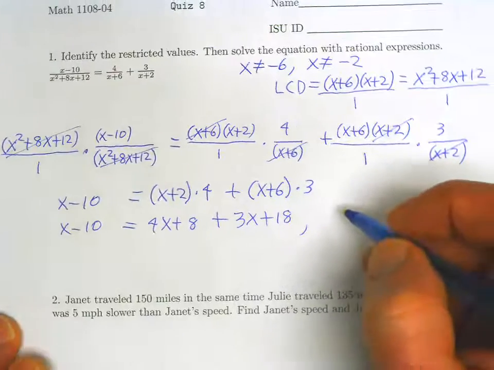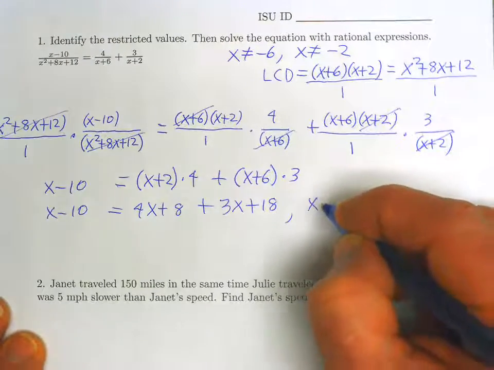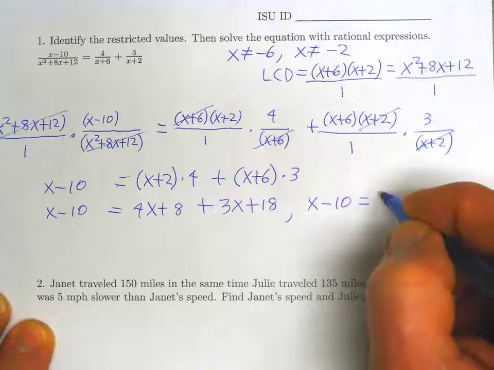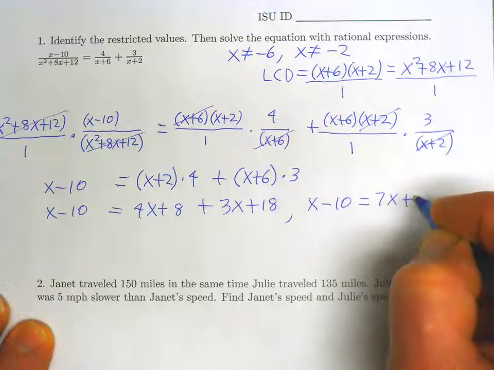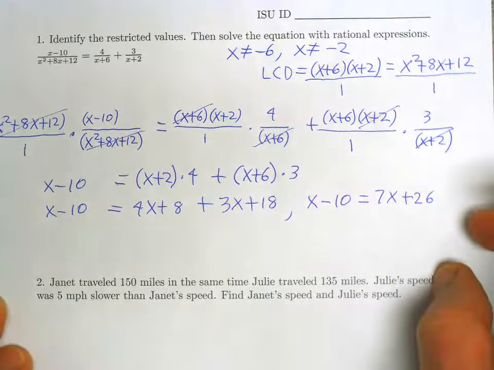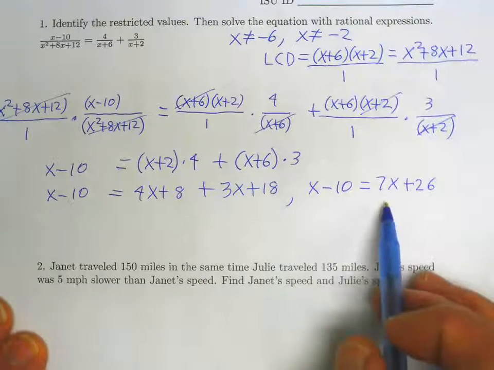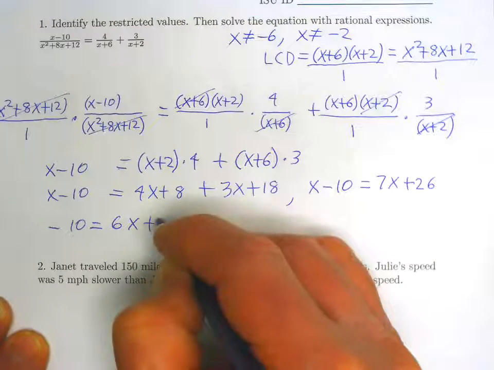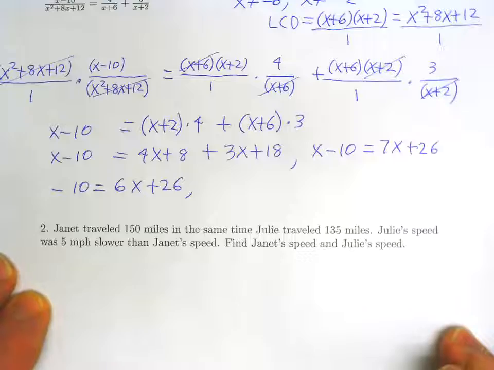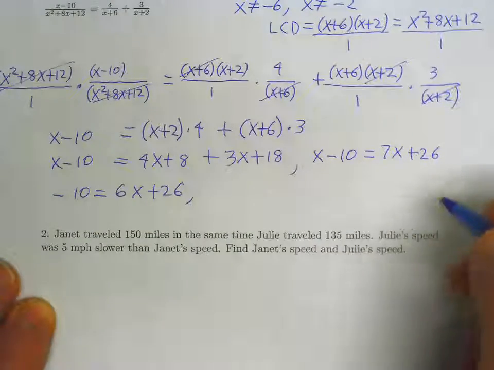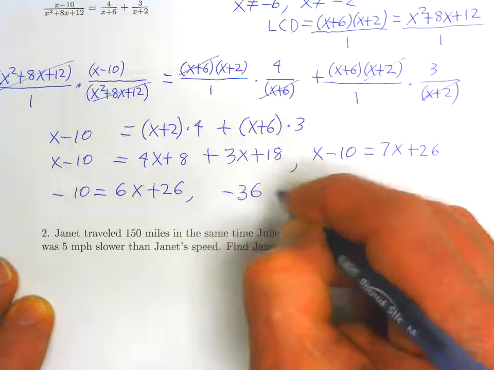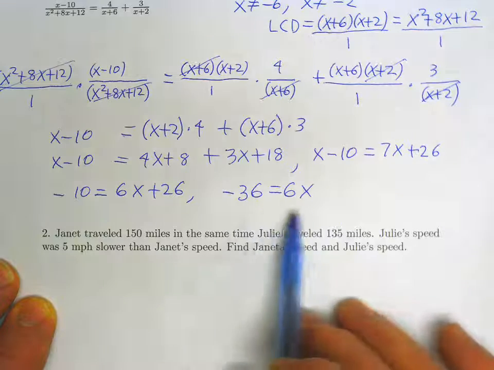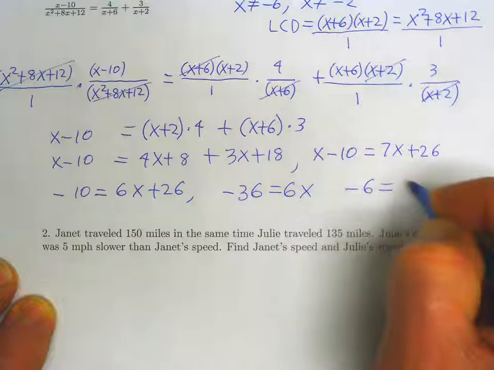So we'll simplify by combining like terms on the right-hand side. So x minus 10, and then on the right-hand side we have 7x plus 26. We'll subtract x from both sides to get negative 10 equals 6x plus 26. And then subtract 26 from both sides. Negative 10 minus 26 is negative 36. Negative 36 equals 6x. And then when we solve this equation, divide both sides by 6, we get x equals negative 6.